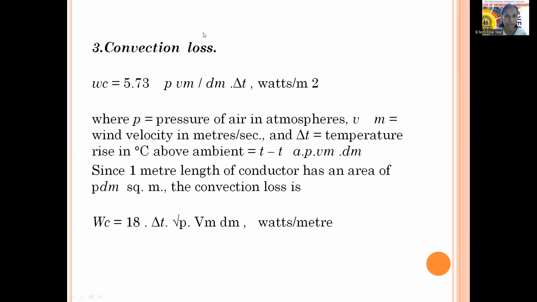Since a 1 meter length of conductor has an area of p into dm, where p is the pressure of air and dm is the diameter of the conductor, in square meters, the convection loss is given by WC equal to 18 into delta T under root of small p into Vm into dm, watts per meter. This formula is for convection loss.